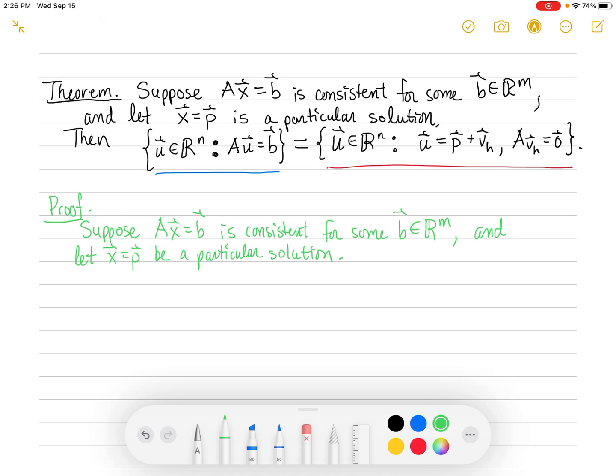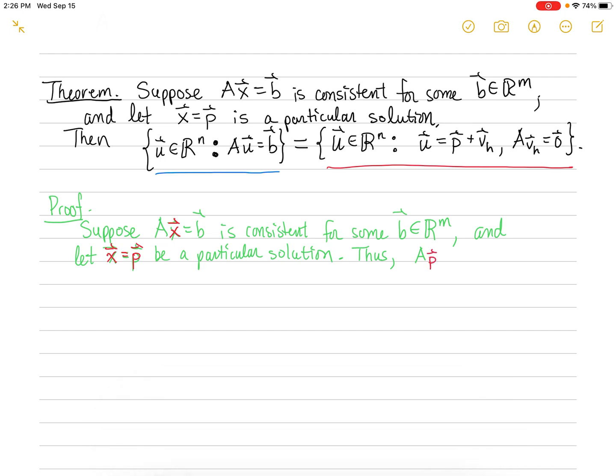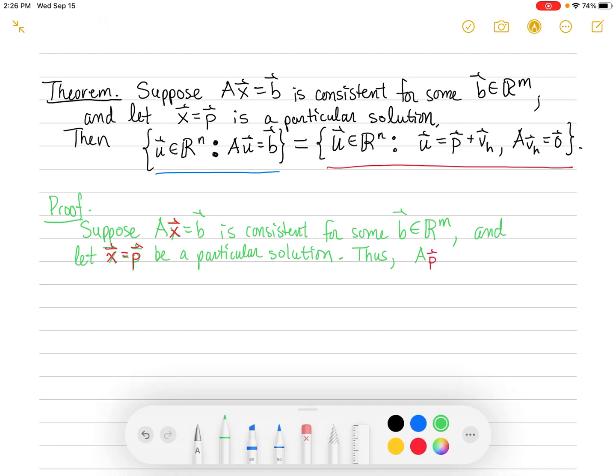Okay, well, what does that mean? If X equals P is a particular solution, well, that means we can plug in P here for X, and it'll give us an output of B. So thus, A times P, instead of an X, I can replace that with the P, equals B.